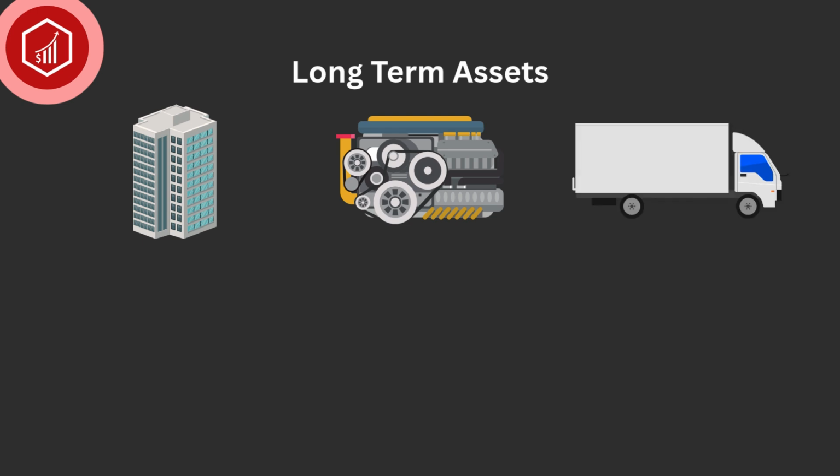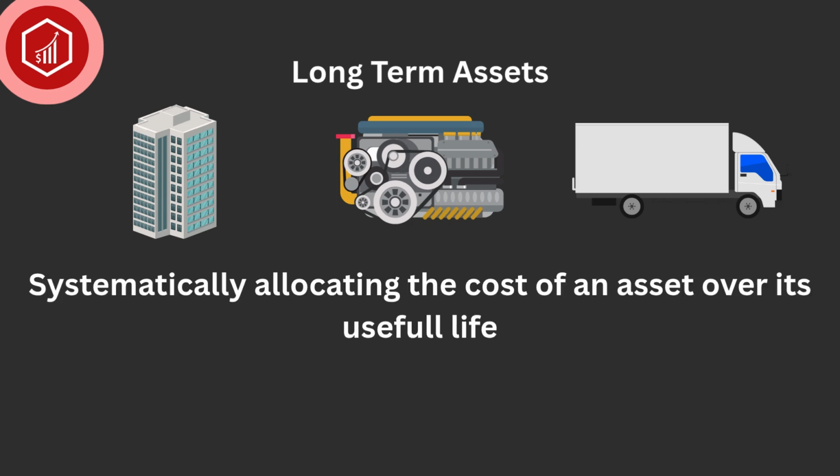So, what exactly is depreciation? When a company buys a long-term asset like a building, a machine, or a car, it doesn't make sense to record the entire cost as an expense immediately. Why? Because the asset will be useful for many years, not just in the year of purchase. Depreciation is the process of systematically allocating the cost of that asset over its useful life. This way, the expense of using the asset is matched with the revenue it helps generate.